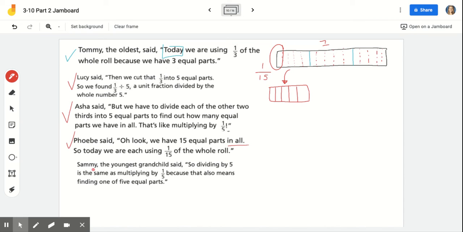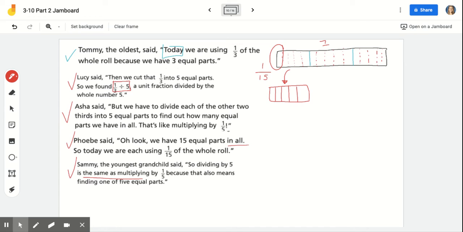Thank you, Phoebe. And then Sammy, the youngest grandchild, said, so dividing by 5 is the same as multiplying by 1/5 because that also means finding one of the 5 equal parts. Yes, you are right, Sammy. We basically did division, but it's the same as multiplying by 1/5. And let's put this all together and plug in those numbers.